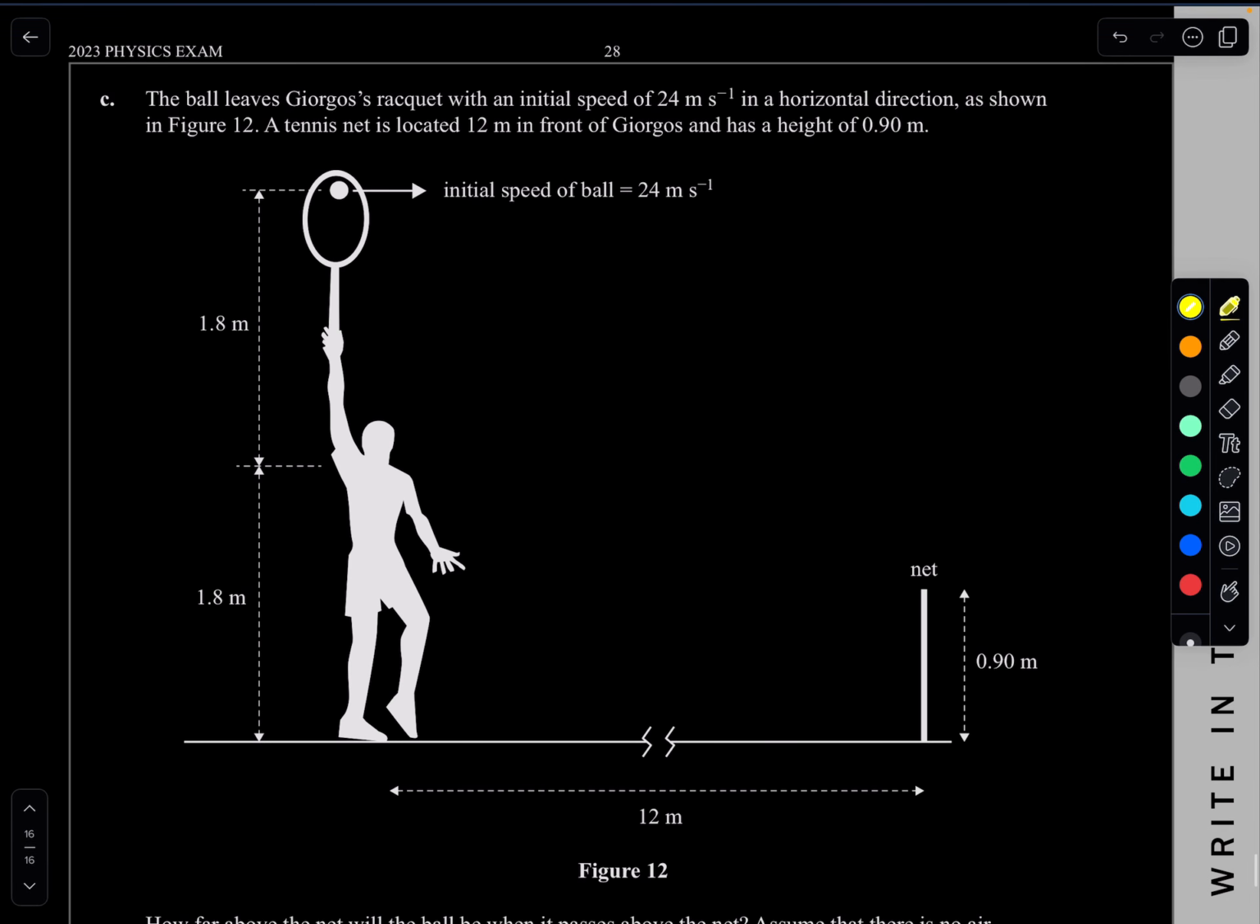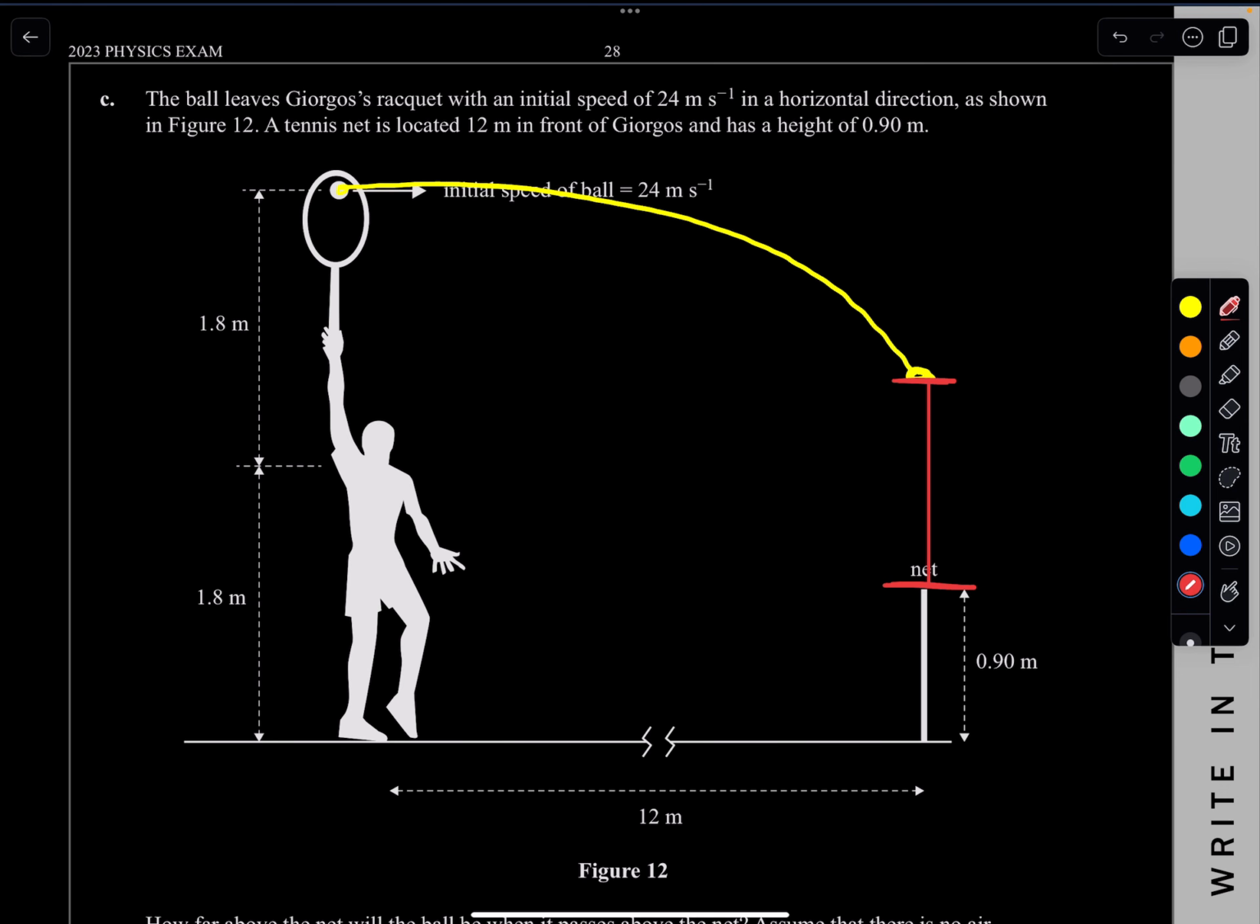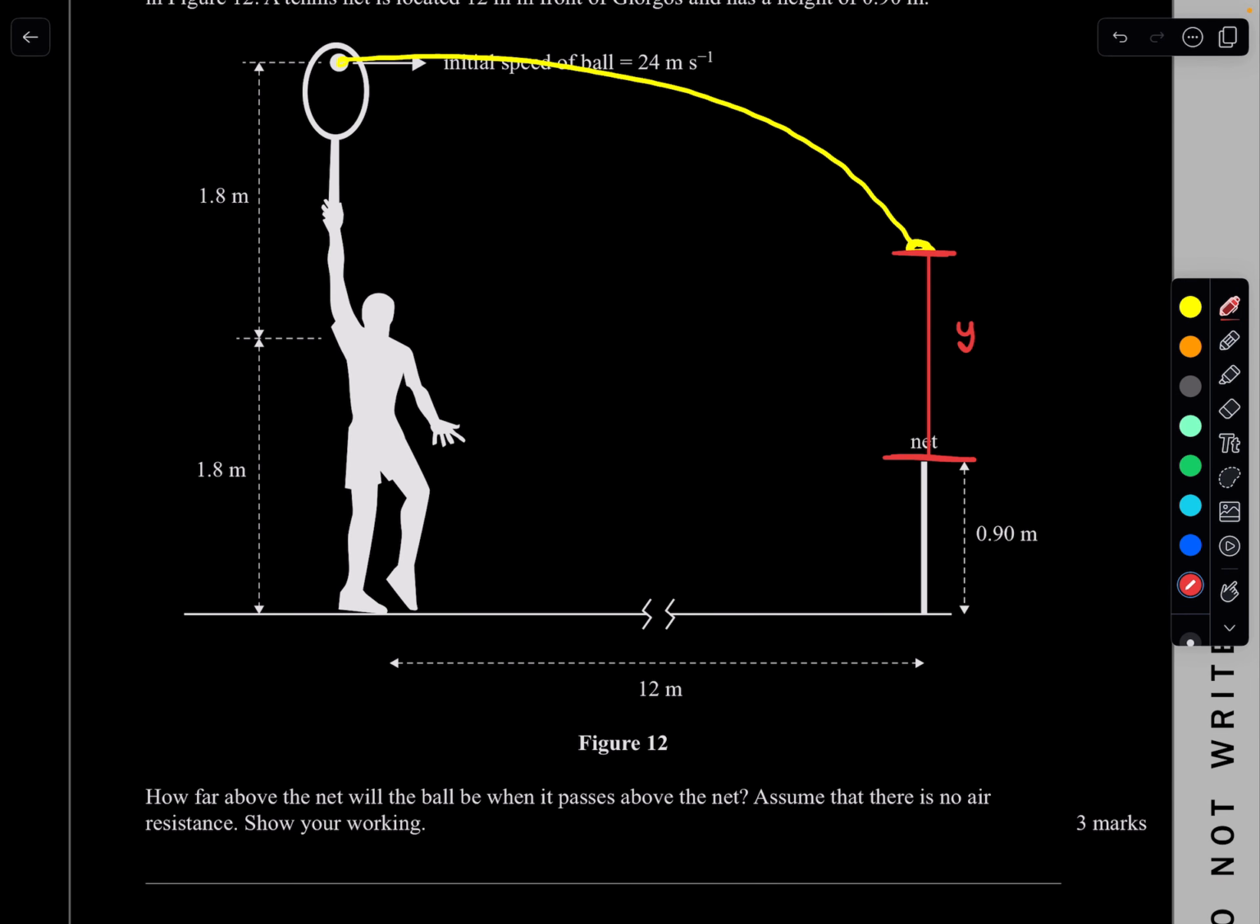Wow. So 100% this is going to be projectile motion, so it's going to go like that, and it's probably going to be in a position like that. But all we need is when it goes down, around here. What we want to calculate is this distance here. I'm going to call it Y. Basically, that's the distance above the racket and where it is. That's what we're trying to calculate. How far above the net will the ball be passing above the net?